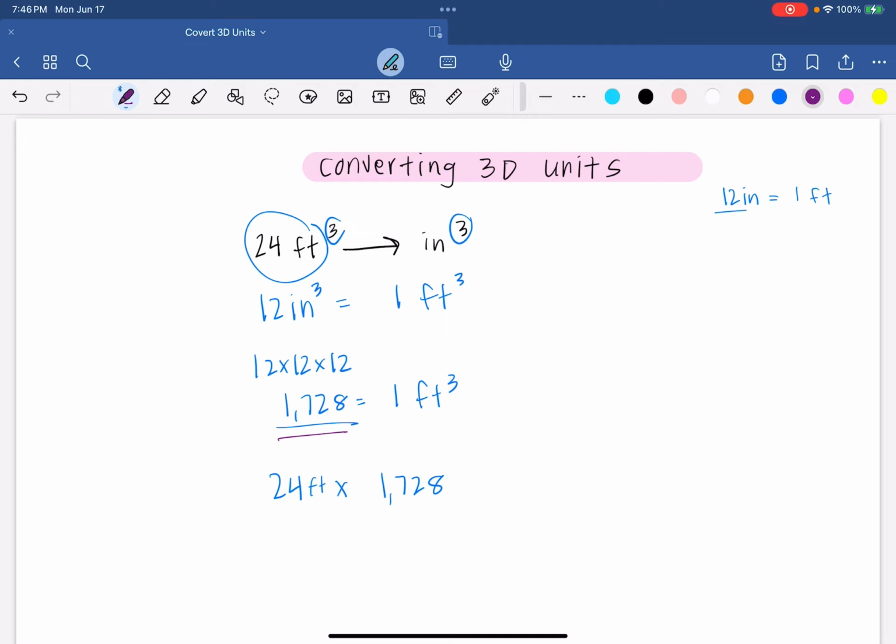So if I have 1,728 times 24, that's giving me 41,472, which is a really large number. And that tells us how many inches there are. So I know that 24 feet cubed is the same as 41,472 cubic inches.